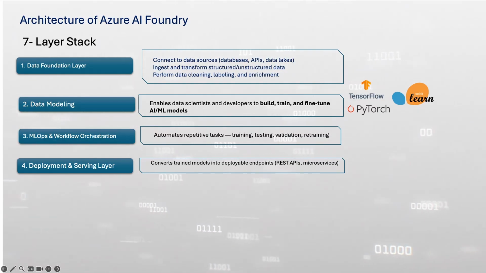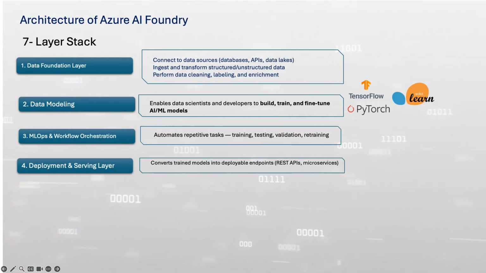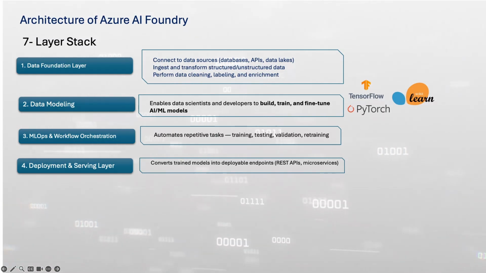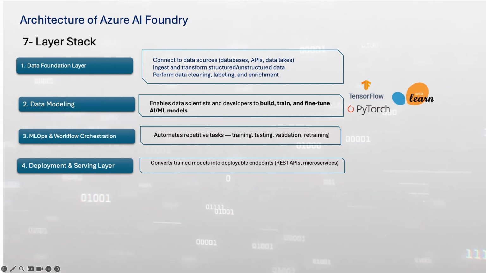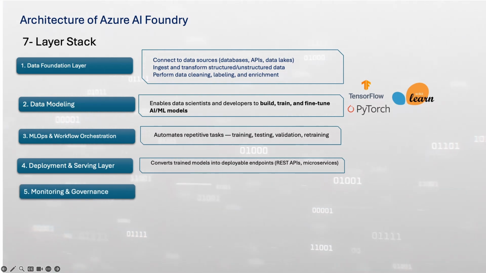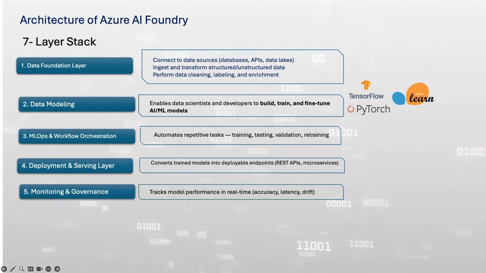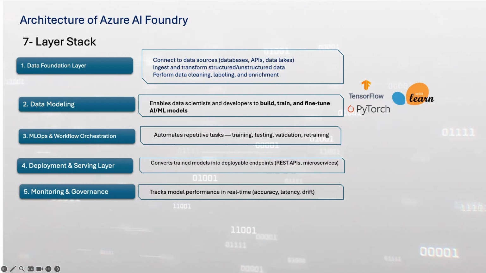And on the fourth layer, you have the model deployment, where you can convert the trained model into deployable endpoints, and you can have REST APIs and microservices so that other systems can consume the results of your model and orchestrate them on their platform. On the fifth layer, you have the monitoring and governance system, where you can track the performance of your model in real time, its accuracy, latency, and drift.